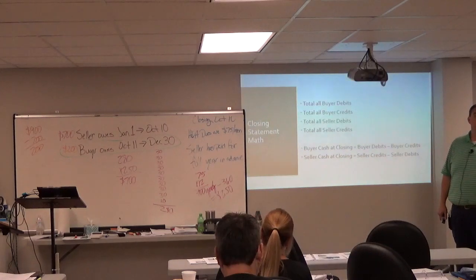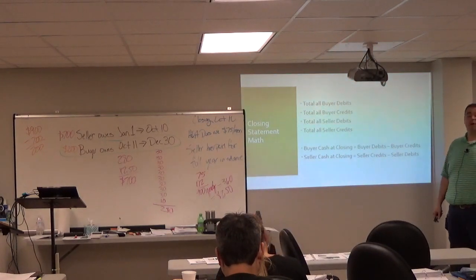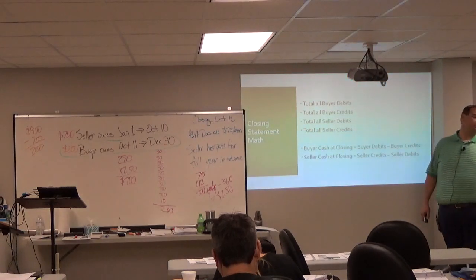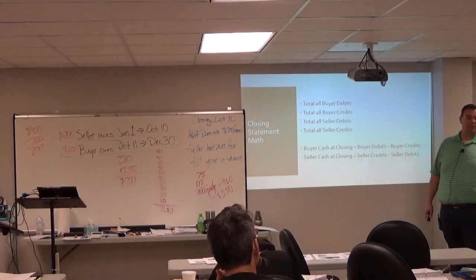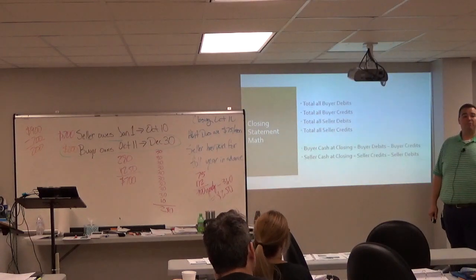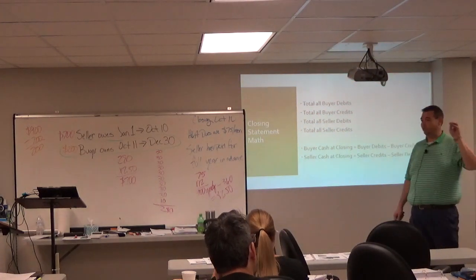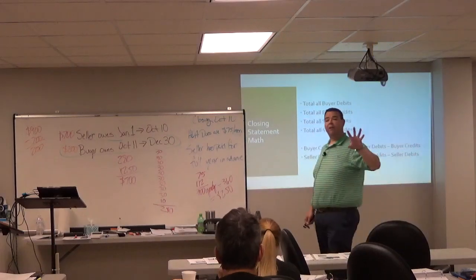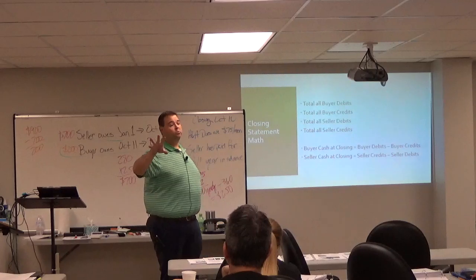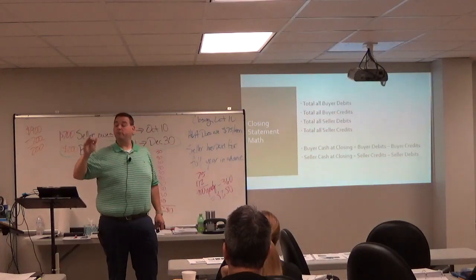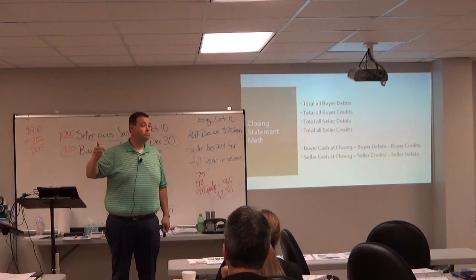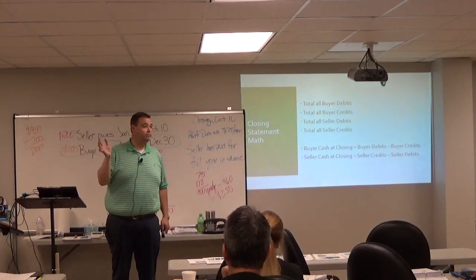In the real world, you have to worry about negatives and positives, because technically the seller could have to bring money to closing, or technically the buyer could get money back at closing, but it will never be that way on a test in this class. So you don't have to worry about any negatives or positives. Whatever the difference is between the two buyer columns, that's how much money the buyer needs to bring to closing. Whatever the difference is between the two seller columns, that's how much money the seller is going to get at closing. Everybody okay on that thought process?